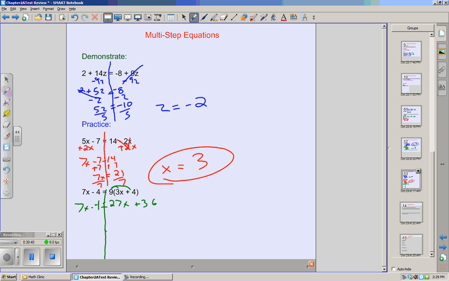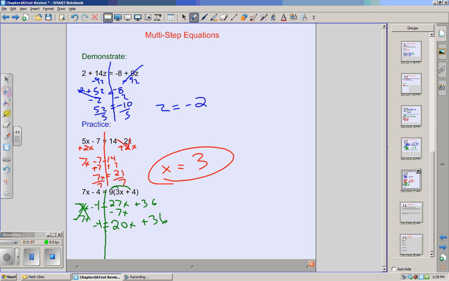Now, I have to combine the x's, and I have to get them on the same side of the equation. Again, I could minus the 27x, but I like to deal with positive numbers, so I'm going to get rid of the 7x first. Minus 7x, minus 7x. That gives me negative 4 left over here, because those cancel out. 27x minus 7x is 20x plus 36.